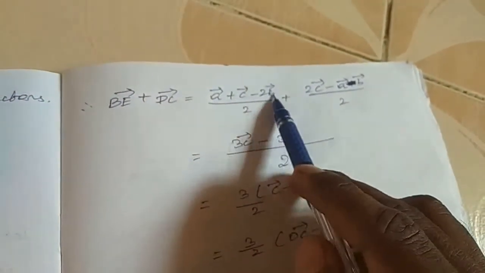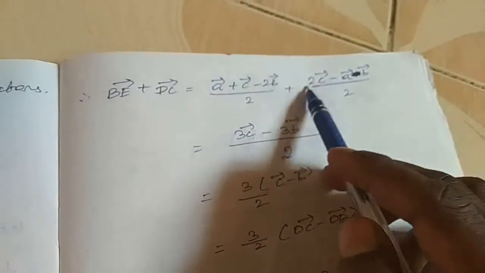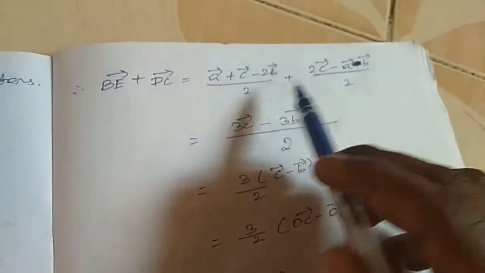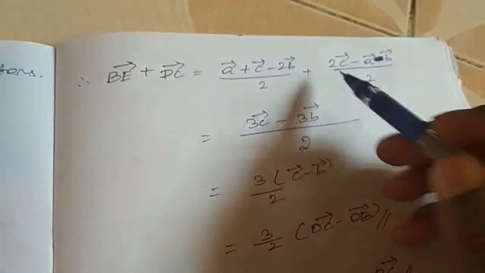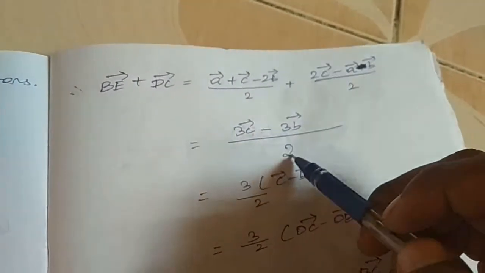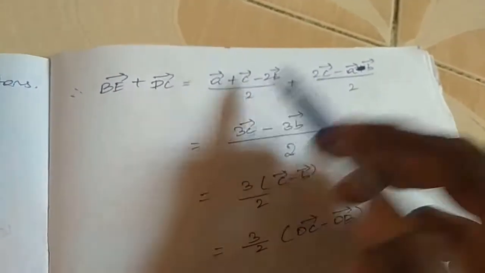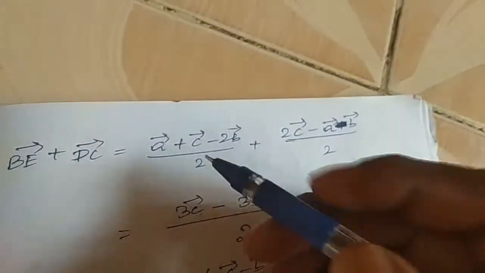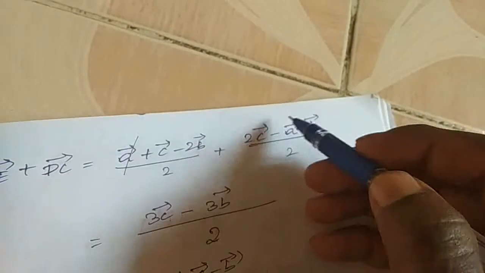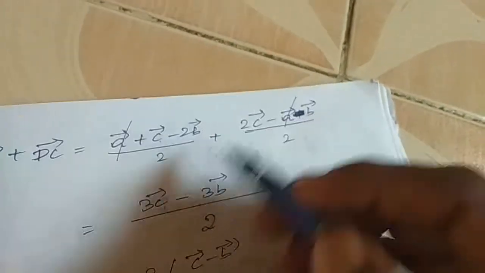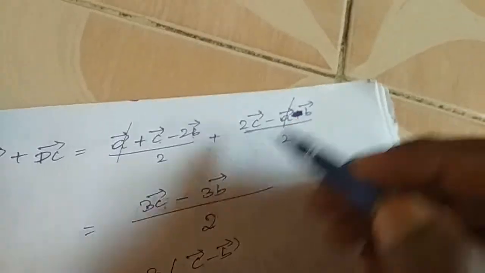Now adding BE vector plus DC vector. BE vector value is ready, DC vector value is ready. Adding the two, (a plus c minus 2b vector) by 2 plus (2c minus a vector minus b vector) by 2. The denominator is the same, so a vector minus a vector cancels, c plus 2c gives 3c, and minus 2b minus b gives minus 3b.